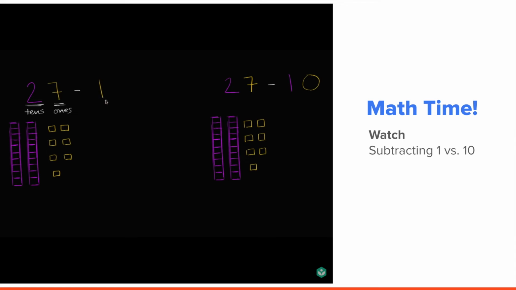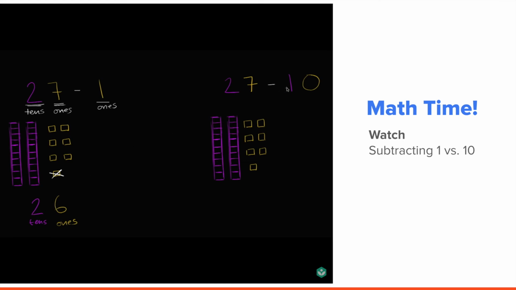Subtracting 1 is another way to think about it, because this is in the ones place here. So I'm going to take away 1. So let's just take away 1 like that. And then what am I left with? Well, I still have my 2 tens, so I could put a 2 in the tens place. And now how many ones do I have? Well, I used to have 7. I took 1 away. Now I have 6 ones. So 2 tens and 6 ones, well, we call that 26.